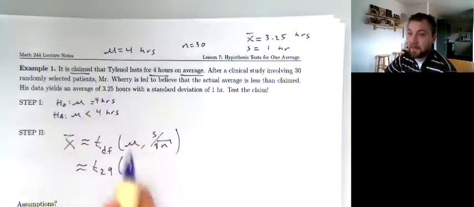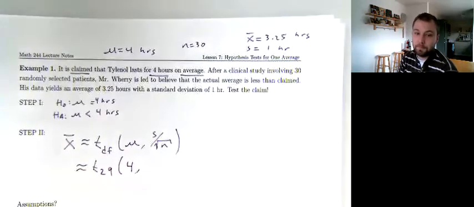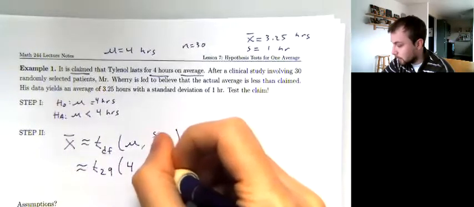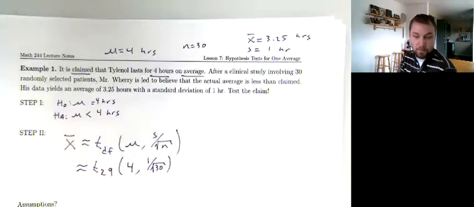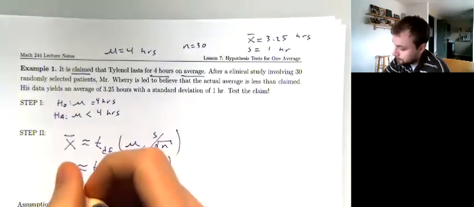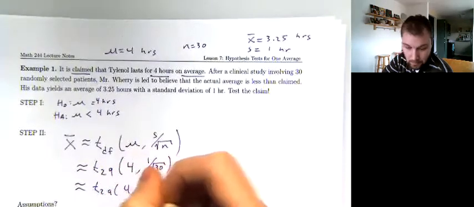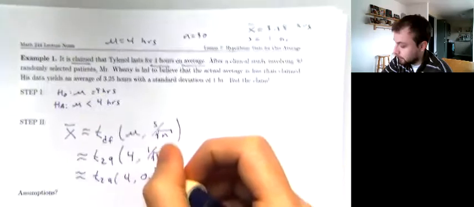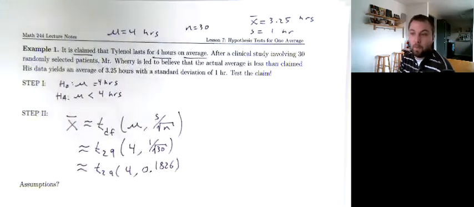For mu, the claimed value, the claim is always the center. In this case, that's the number 4. S is 1. N is 30. So I'm going to type this into a calculator and I'll see what I get there for my standard deviation. I've got a lot of calculators out here this morning. I'll show you why in a second. But I got 0.1826 or so. Units on this entire problem are hours.